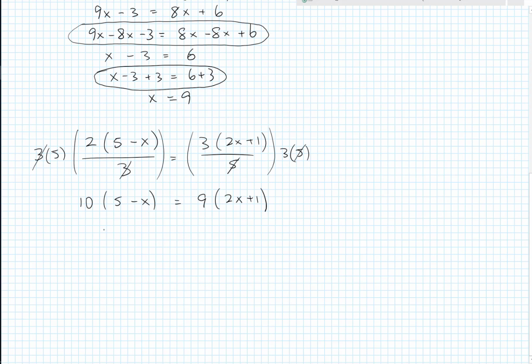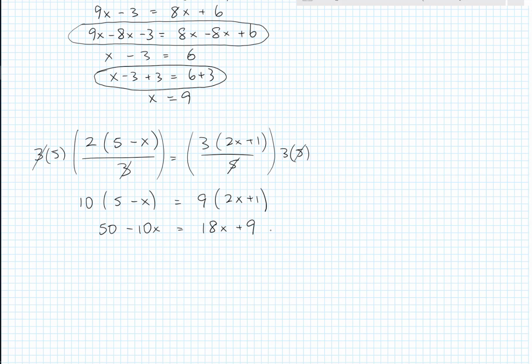So let's go ahead now and expand this. 10 times 5 is 50. And the 10 times the minus x becomes minus 10x. And then on the right, we have 18x plus 9. So again, which side are we going to collect the x's on? So if I collect the x's on the left, that means I'm going to be subtracting 18x from both sides, and I'm going to have negative 28x. I don't like having that negative coefficient.